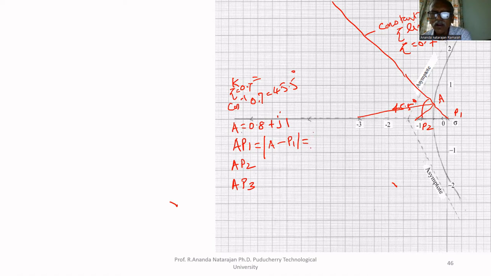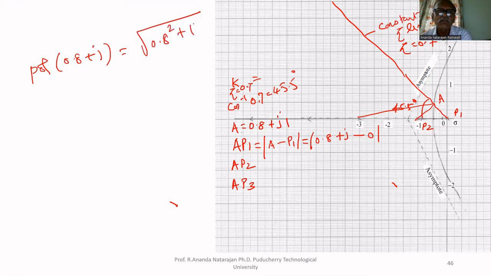Analytically we can find modulus of 0.8 plus j, minus P1 is 0. Therefore, modulus of 0.8 plus j. You can call the function polar to rectangle of 0.8 plus j, so that you can find the magnitude, or you can find this way, square root of 0.8 square plus 1 square. That way also you can find. So substitute, let it be AP1.